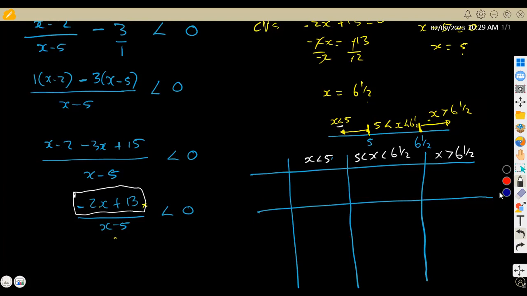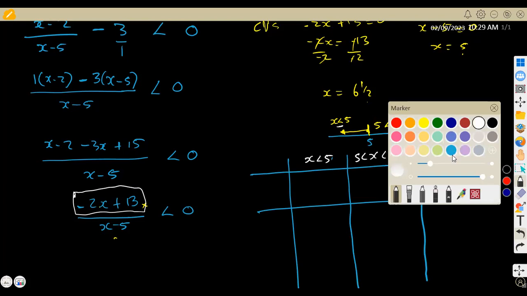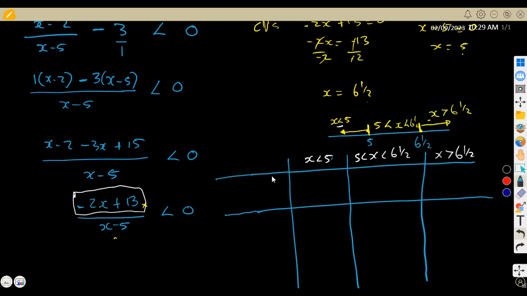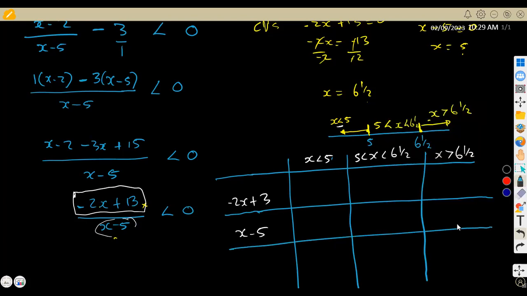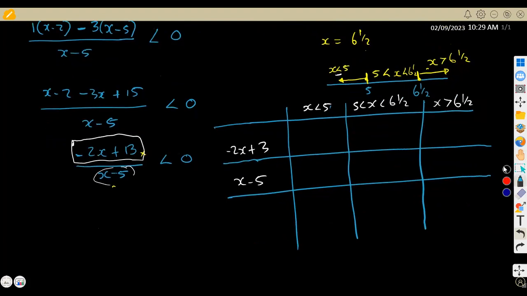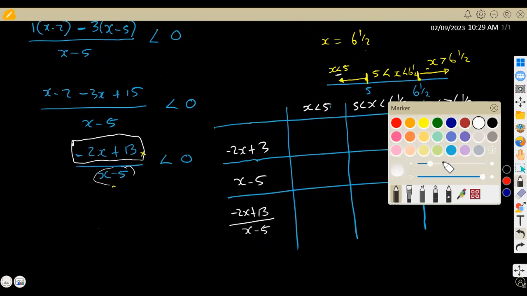We had minus 2x. So these are the ones that you're going to write on this side, like this. So we got negative 2x plus 13. And on this one, we have got x minus 5. On the other hand, we have the whole fraction as the resultant. So we take the resultant as it is, which is negative 2x plus 13 over x minus 5. This is where we are going to have our solutions.